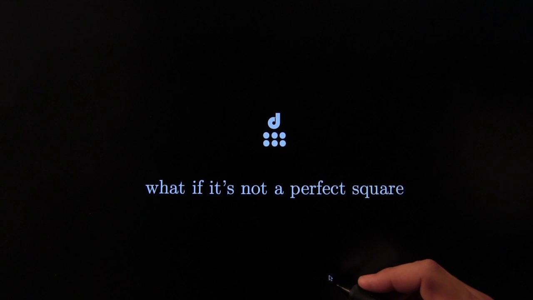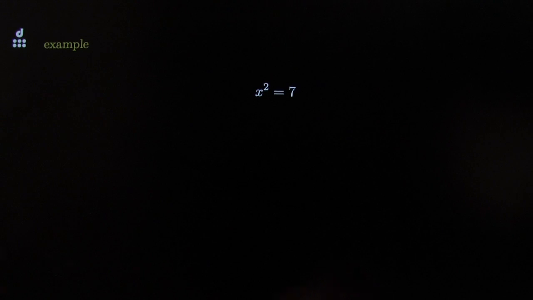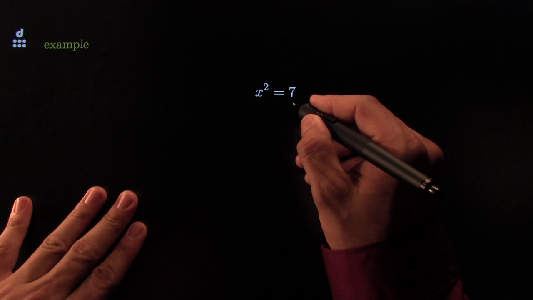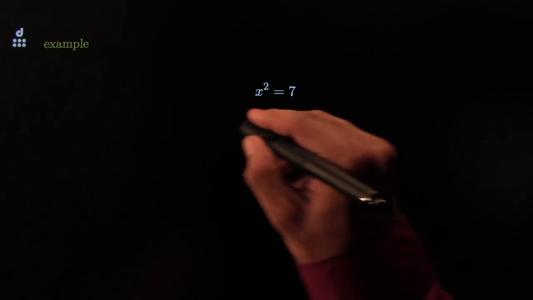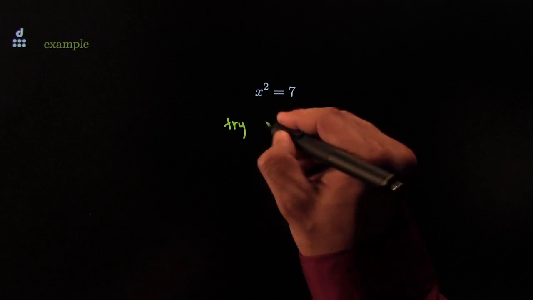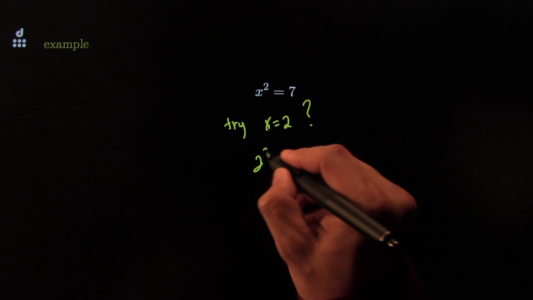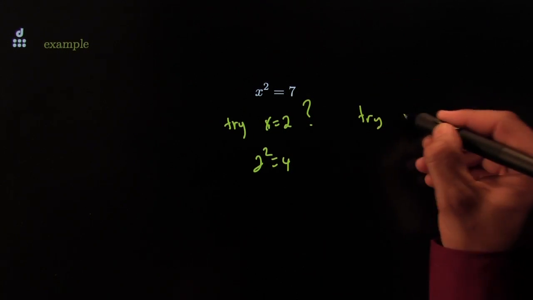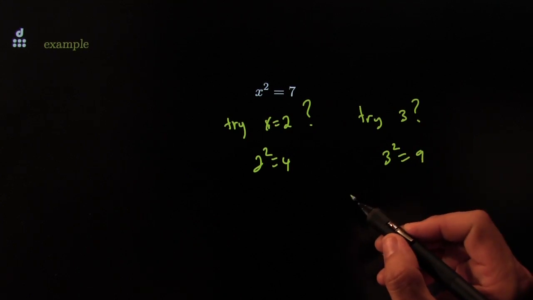So suppose we have something on the right hand side that's not a perfect square. How are we going to handle that? This would be a perfect example. That guy on the right hand side is not a perfect square. At first you might try to see which numbers fit. Maybe you could try x equals 2, but 2 squared is equal to 4, so it doesn't cut it. Maybe you could try 3, but 3 squared is equal to 9, so you've gone too far.